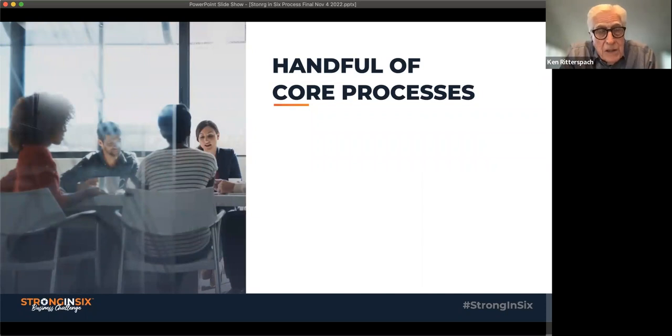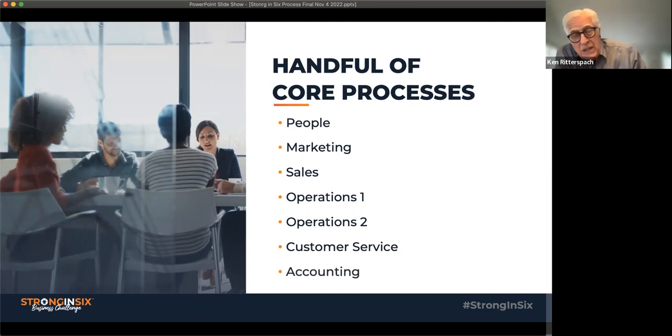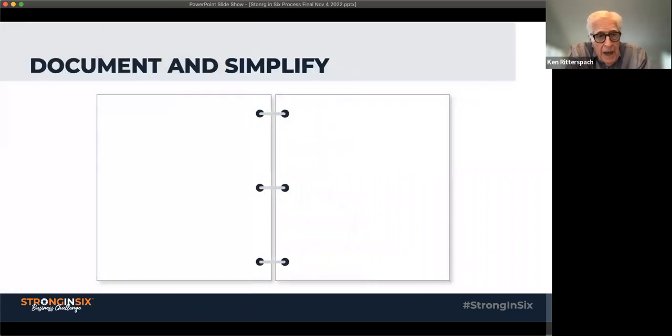So to the process component itself, we say there are a handful of core processes, and that's what we refer to when we talk about core process in EOS. So you usually have a people process, you've got a marketing process, how to get your product out there. You've got a sales process, get them to buy your product or your service. In operations, you've got 1, 2, 3, maybe 4 processes. You've got a process around customer service. You've got a process around accounting. Right, so that's just an example of the core processes. So the first step is to identify those core processes. And then you want to document those and simplify them.